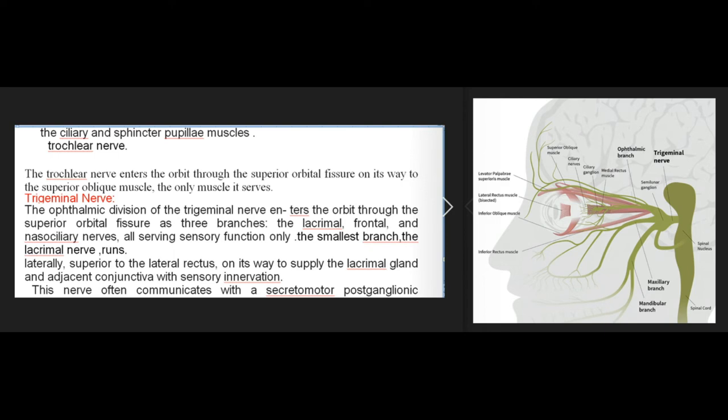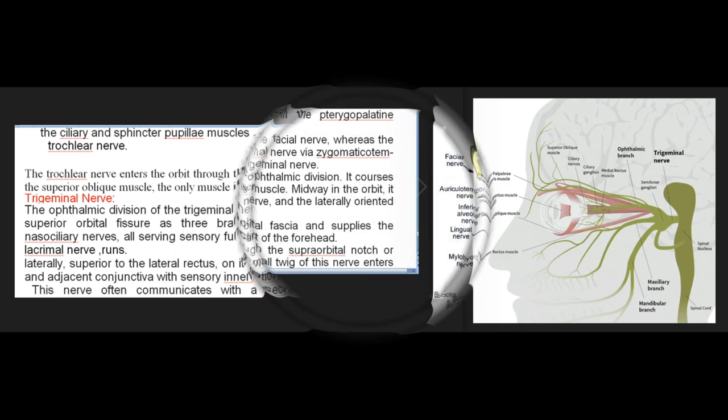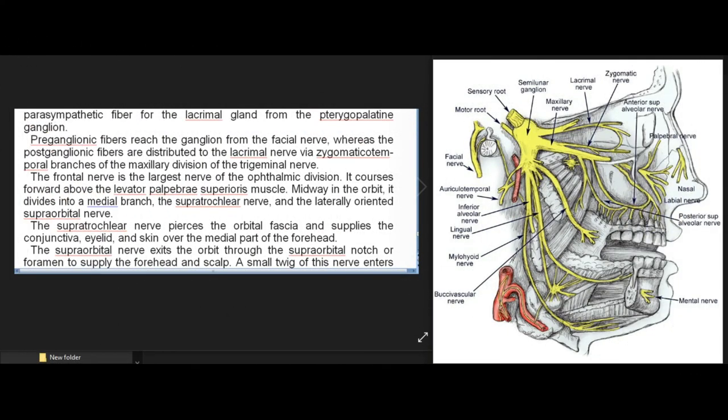The smallest branch, the lacrimal nerve, runs laterally, superior to the lateral rectus, on its way to supply the lacrimal gland and adjacent conjunctiva with sensory innervation. This nerve often communicates with the secretomotor postganglionic parasympathetic fiber for the lacrimal gland from the pterygopalatine ganglion. Preganglionic fibers reach the ganglion from the facial nerve, whereas the postganglionic fibers are distributed to the lacrimal nerve via zygomaticotemporal branches of the maxillary division of the trigeminal nerve.